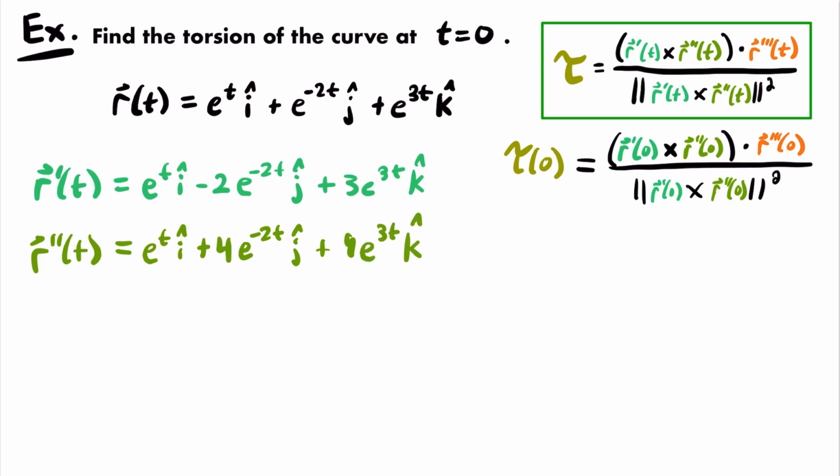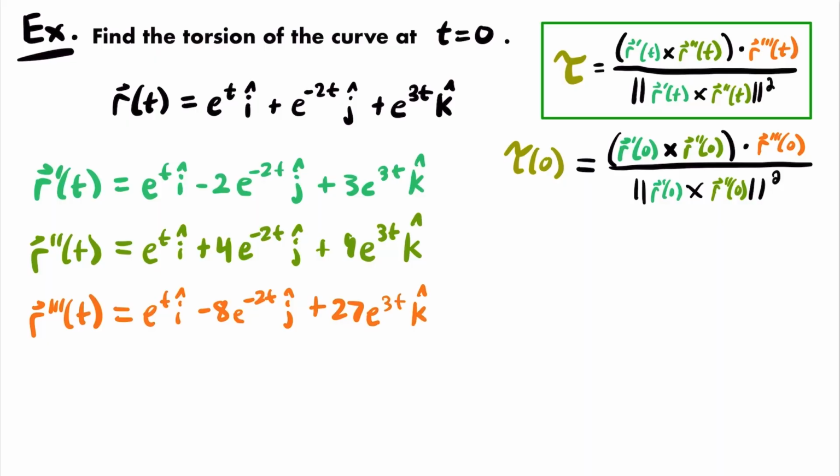All right, now let's move on to the third derivative. We'll have r triple prime of t is equal to e to the power of t i. That derivative does not change. But then for the y component, we do need to multiply by another -2. So we'll have minus 8 e to the power of -2t times j. And then for the z component, we will multiply by another 3. So we have plus 27 e to the power of 3t k.